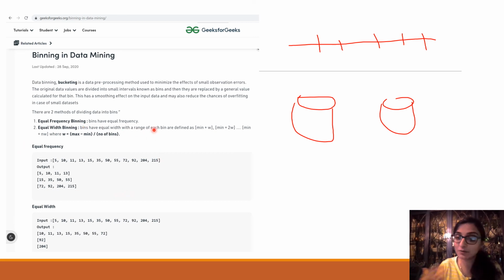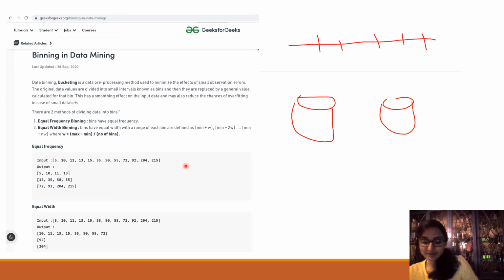Bins have equal frequency, so an equal number of items in each bin. And equal width binning, I think of it like a ruler as well. It's like placing buckets out, and rainwater could fall into these as well. They're buckets of equal size. It's like placing them out and making sure that an equal number of items fall inside. That's what equal frequency is. Equal density, that's what it's called.